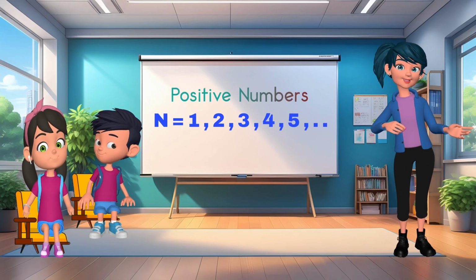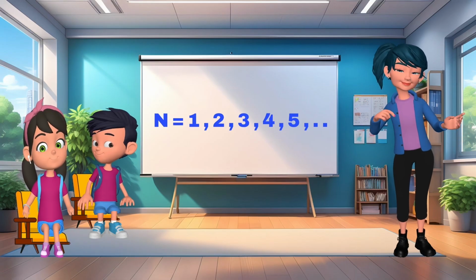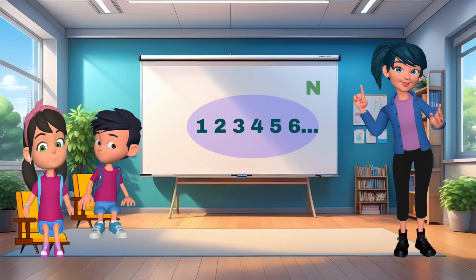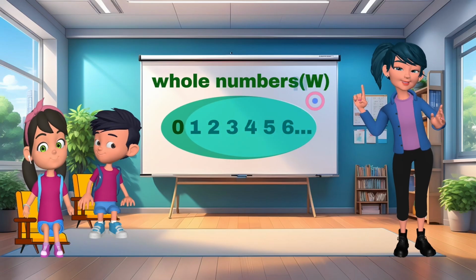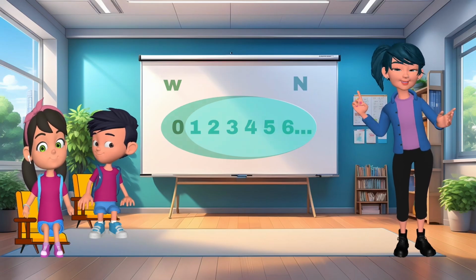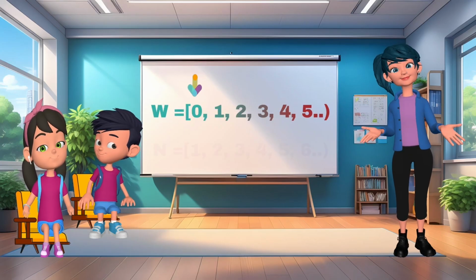The natural numbers are also known as positive numbers or positive integers. They begin from 1 and go on forever. If we add 0 to the natural numbers, then we get the whole numbers. Here we see that the whole numbers contain the natural numbers. We also see that whole numbers start from 0, whereas natural numbers start from 1.